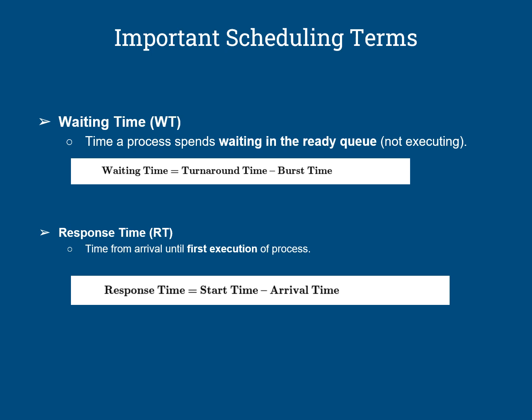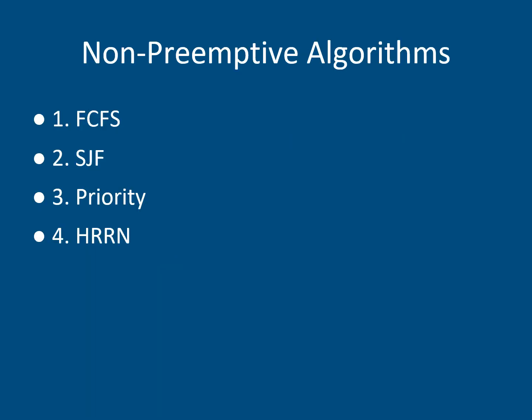Waiting time is the time a process spends waiting in the ready queue, not executing. Waiting time can be calculated by subtracting burst time from turnaround time. Response time is the time from arrival until first execution of the process. It can be calculated by subtracting arrival time from the start time.